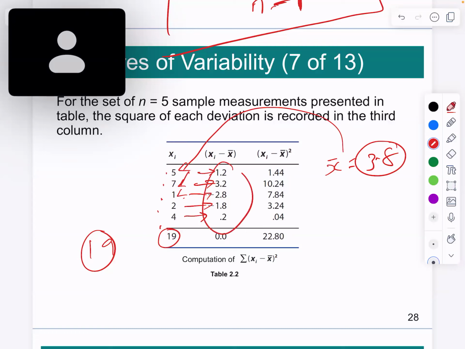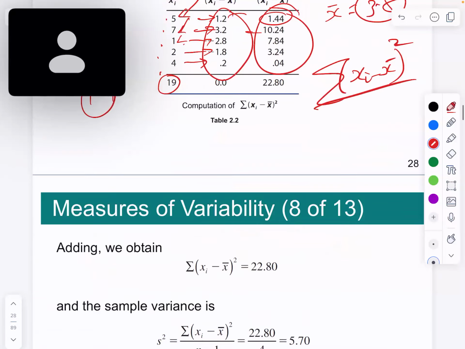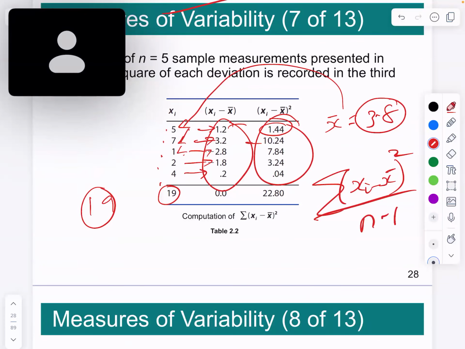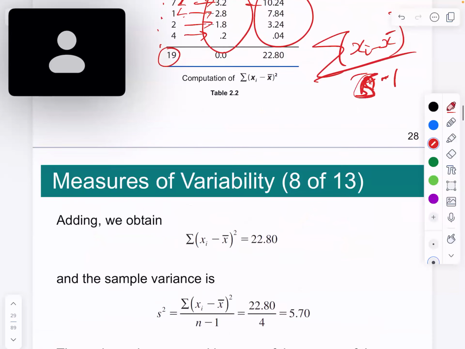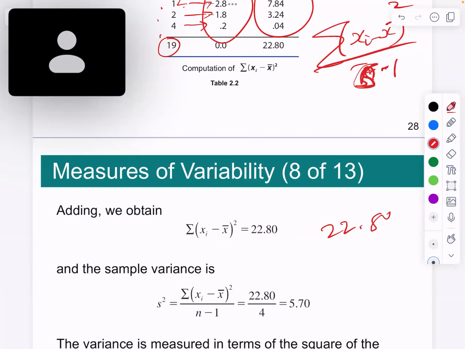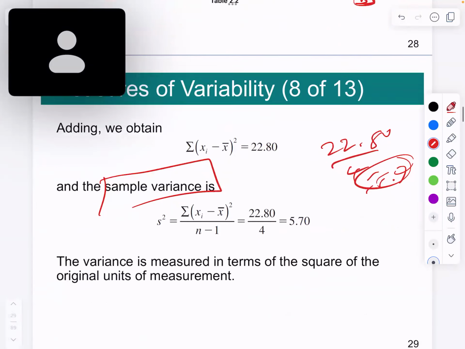Now, after getting this, you will square them, raise to power 2 to get this. Then you add up this. Then you will divide the sum of the squares of the differences by n minus 1, because this is a sample and n is 5, so 5 minus 1. You have 22.8 over 4, it's 5.7. That is the sample variance.